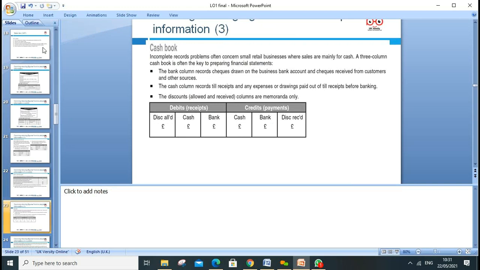Okay, so the cash book has a debit and a credit side, always. The debit side means receipt, the credit side means payment. So the other corresponding ledgers will be on the opposite side. Some people prepare the accounts based on their banking, based on the cash. So that's why we always do the opposite.